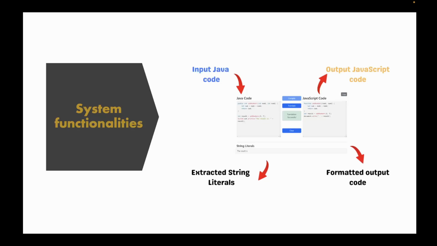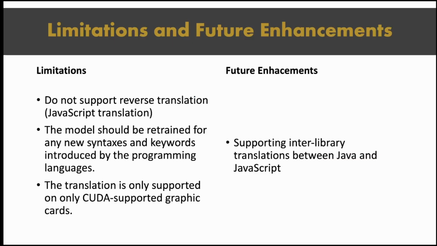And here are my system functionalities. In relation to limitations, this doesn't support any reverse translations. As I mentioned previously, the model should be retrained for any new syntaxes and keywords introduced by the programming language. The translation is only supported for CUDA supported graphic cards, and a future enhancement will be supporting interlibrary translations between Java and JavaScript.